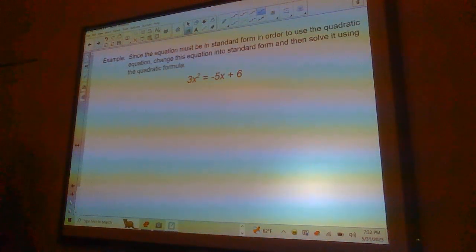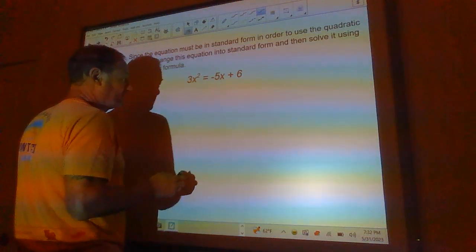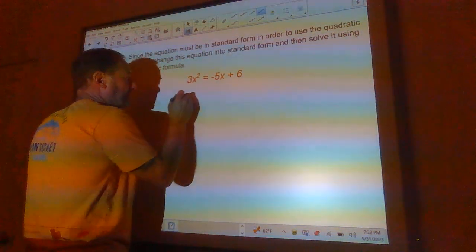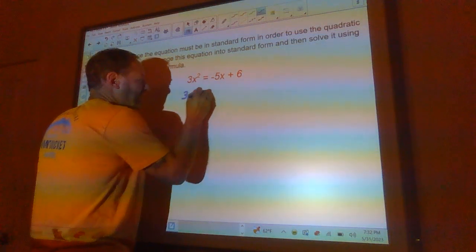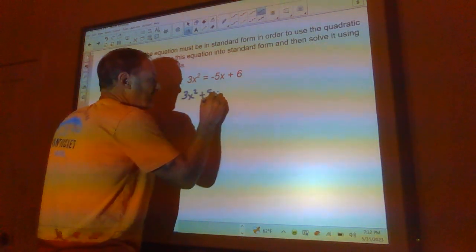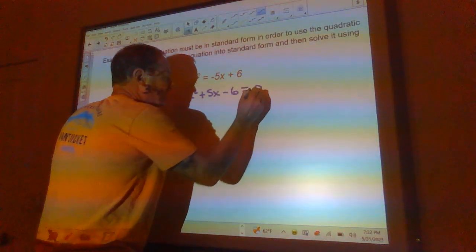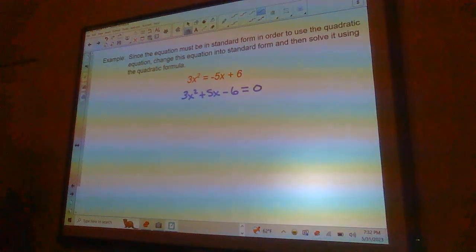So, since an equation must be in standard form in order to use the quadratic formula, change this equation to standard form and then solve it using the quadratic formula. Okay, so the first thing I'm going to do is get this all on one side. So this is going to be 3x squared. I'm going to add 5x to both sides, and I'm going to subtract 6 from both sides. And so I get this.